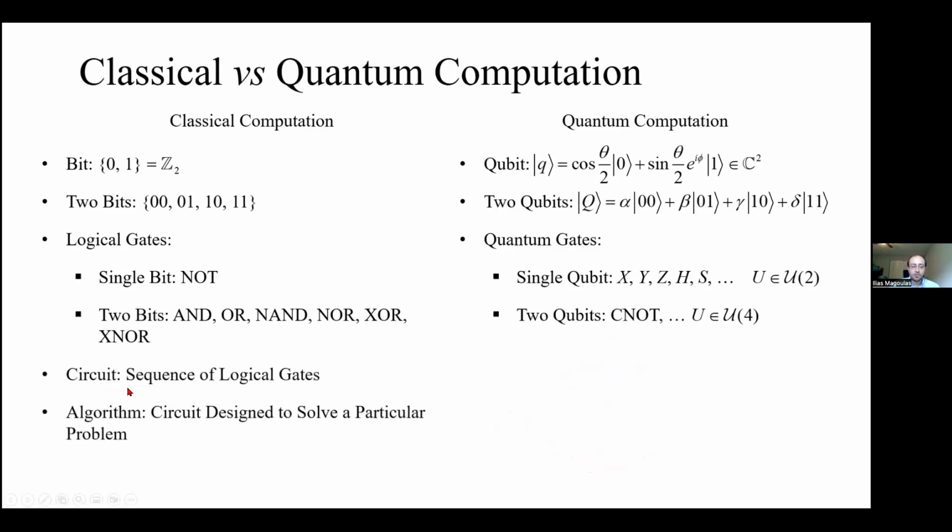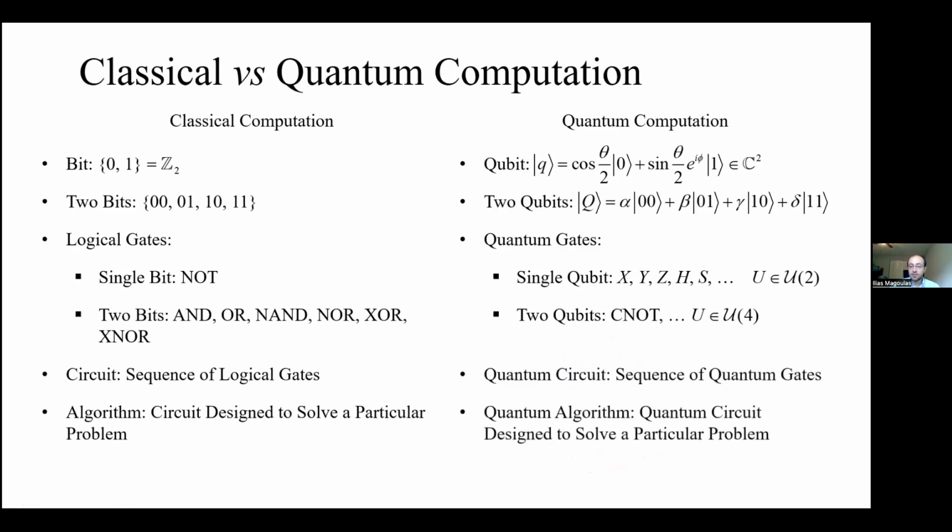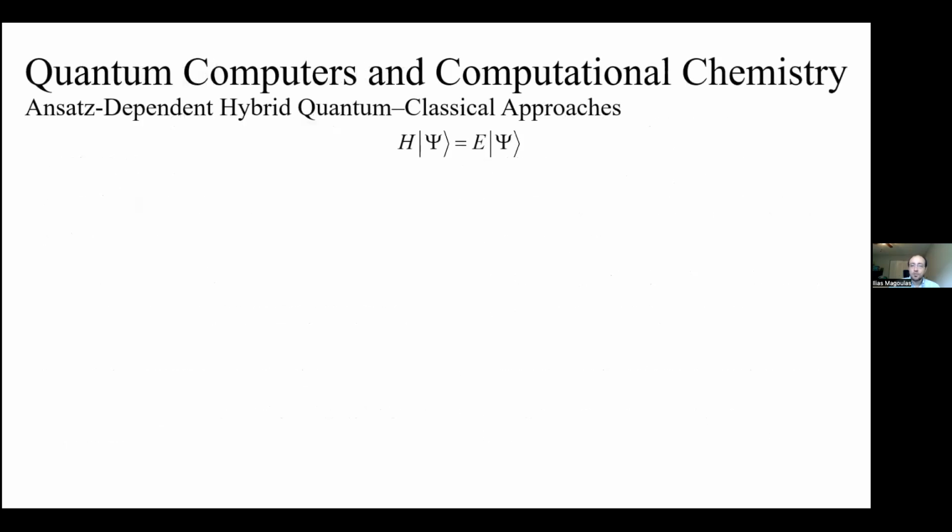On the classical computer, we have circuits that are sequences of logical gates, and we also have algorithms that are circuits designed to solve a particular problem. And of course, we have the corresponding definitions on the quantum device. So what we want to accomplish is to use a quantum computer to solve the electronic Schrödinger equation for a given molecular system. And for the purposes of this talk, I will be focusing on ansatz-dependent hybrid quantum classical approaches.